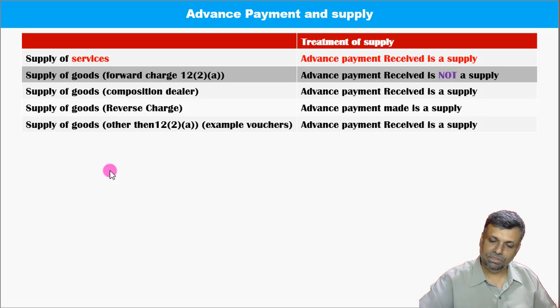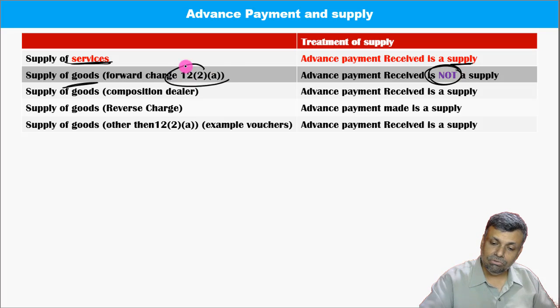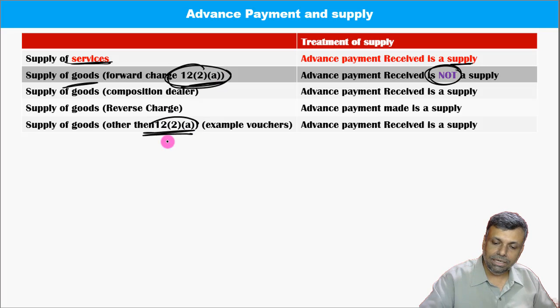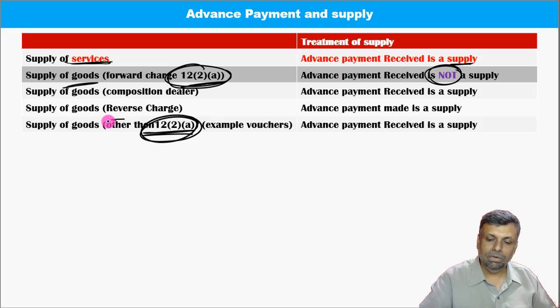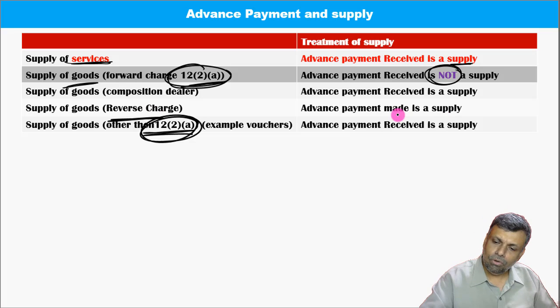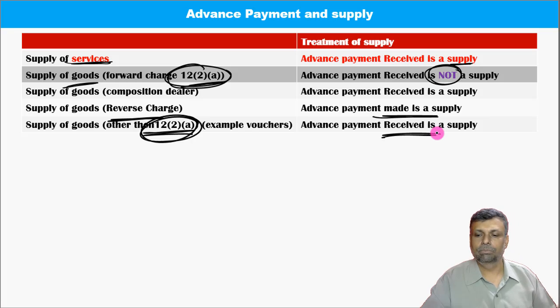So in sum and substance, friends, I've just made this small analysis for you, saying that, see, if it is a service, okay, then advance payment can be regarded as a supply. But if it is for the goods, then it will not be regarded as a supply, but only for that transaction which is covered by 12(2)(a). If there is any other transaction other than 12(2)(a), listen very carefully. For example, reverse charge is also one of the transactions of section 12(2) only. But for those B, C, D, etc., the provisions are there, those provisions will come into the picture. So for them, the advance payments could be regarded as a supply.